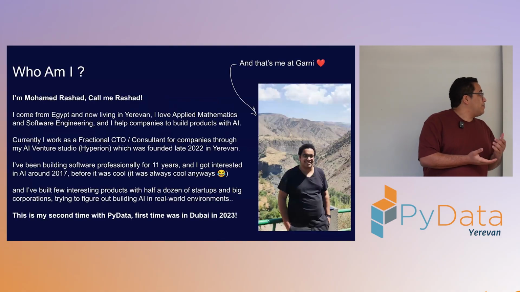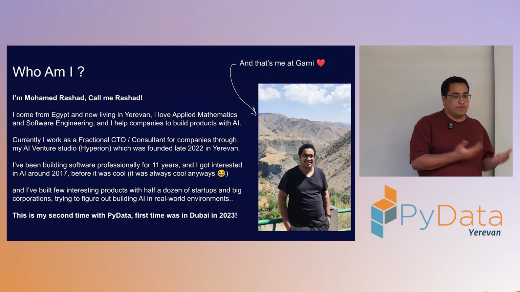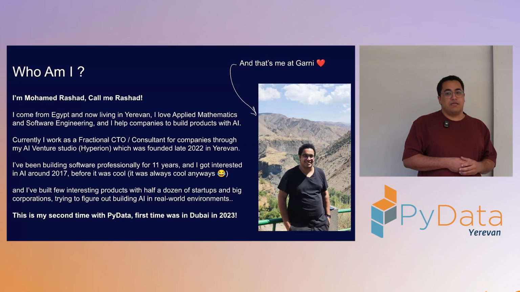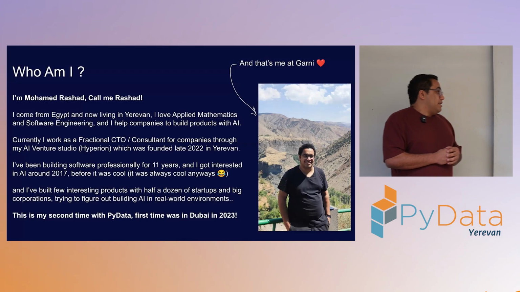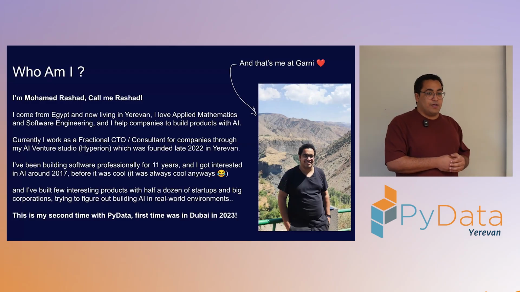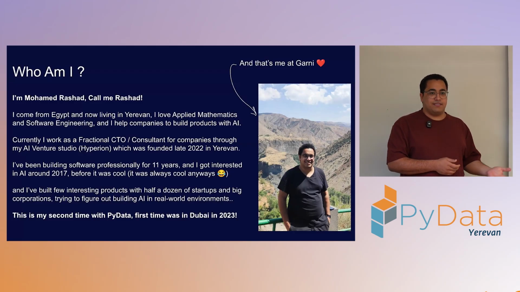So, a small intro. I'm Mohamed Rashad. You can call me Rashad. I'm from Egypt. I've been living in Yerevan for the past 2 years, and I've been building software for the past 11 years. Since 2017, I got more interested in AI because I have an interest in mathematics, and for the past 4 years, I've been working as a consultant slash fractional CTO for a number of companies, building AI systems. I've built some systems for different companies, from one-person startups up to big corporates, notably Nokia, one of them. And this is my second time at PyData. The first time was in Dubai, and I'm happy to be here again.